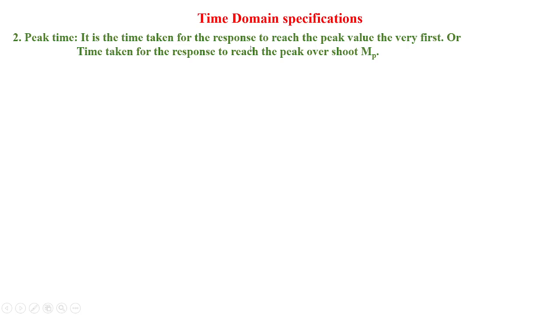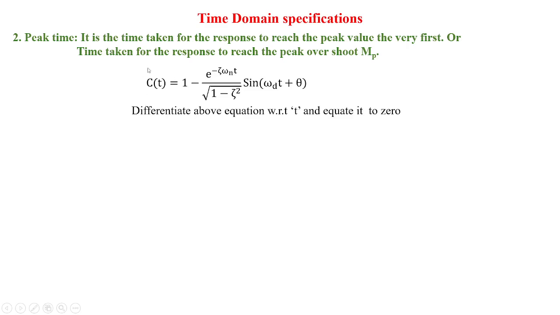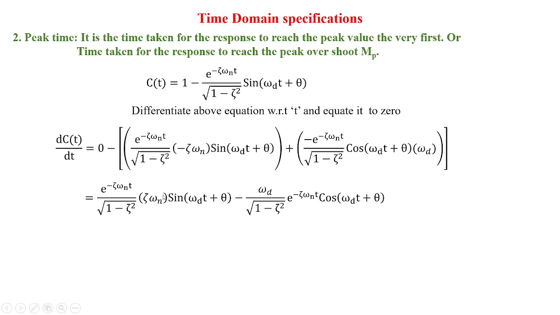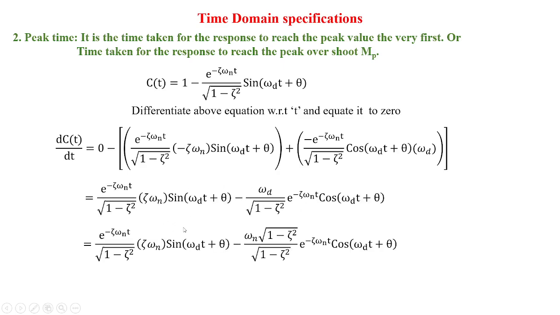So it is the time taken for the response to reach the peak value the very first time, or the time taken for the response to reach the peak overshoot, that is maximum overshoot. So we'll take the standard output equation of a second order system applied to step input, and we'll differentiate this C of t with respect to t, and we'll solve step by step and equate it to 0.